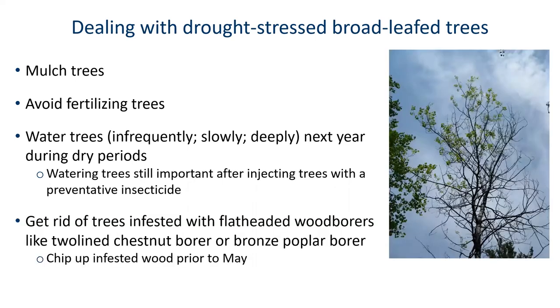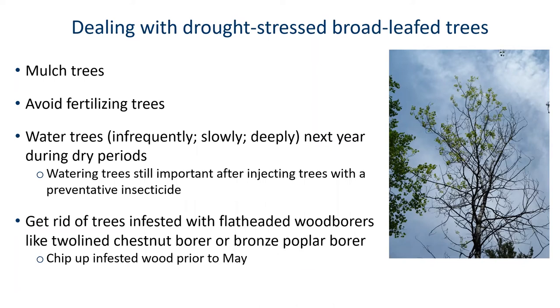And back to the flat-headed wood borers like two-line chestnut borer. There are many flat-headed wood borers that attack various broadleaf trees in the state. Like here's a picture of a trembling aspen on the right that's under attack by bronze poplar borer. It's also under attack by armillaria. But paper birch is frequently attacked by bronze birch borer.